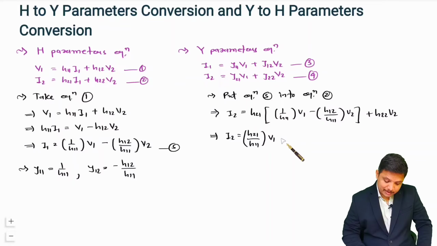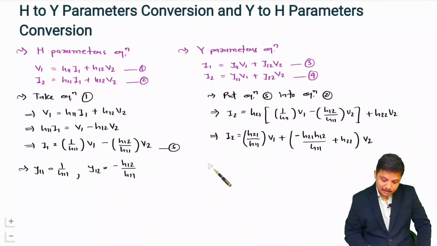So I can say plus in bracket, now you see minus H21 H12 by H11, that is this term, and this is plus H22 into V2, that is how it is there, right? Let us simplify this further.